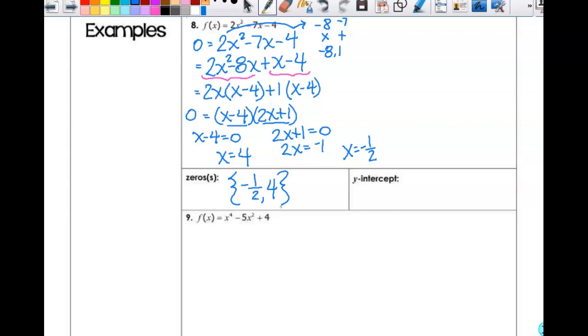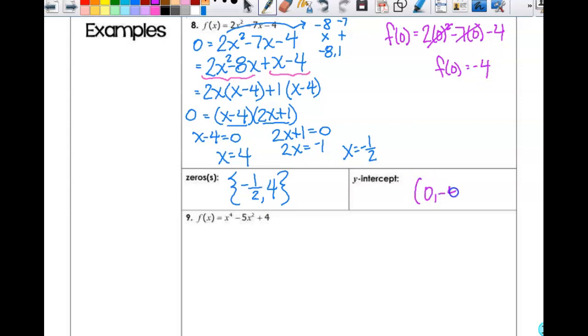What questions do you have at this point? We're all good so far? Okay. So then I need my y-intercept. That means I find f of 0. So that's equal to 2 times 0 squared minus 7 times 0 minus 4. So this gives me 0, this gives me 0. f of 0 equals negative 4.